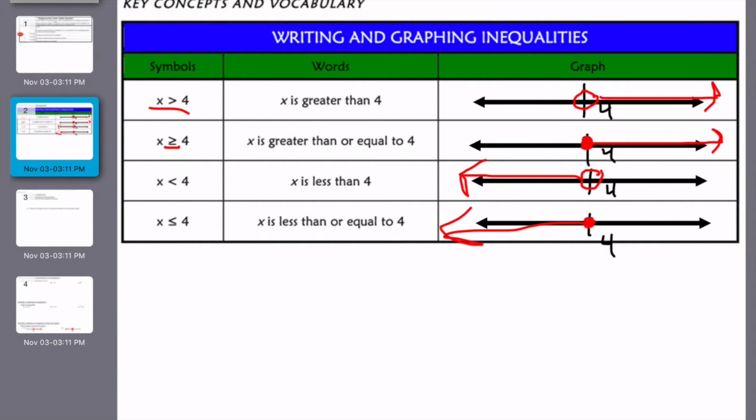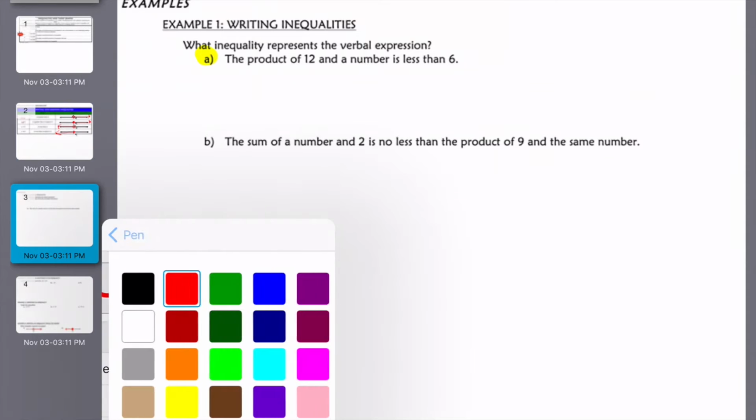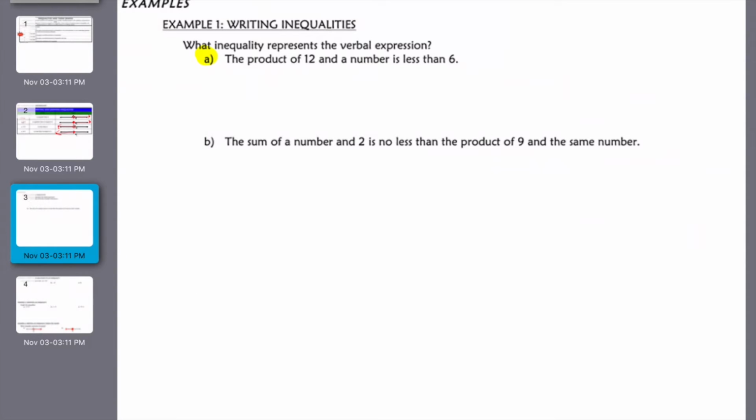Let's try a couple of example problems. So the first one, we're going to be writing inequalities. So we're just going to do part A. The product of 12 and a number. Remember, product means multiplication. So this is like 12x, or 12 times x, is less than 6. So less than means that, and then I include the number 6 in this example. Let's move on to some other examples.